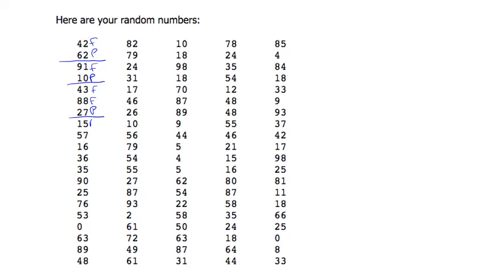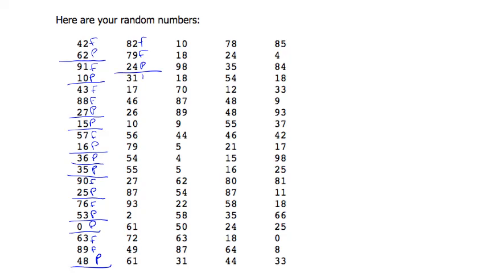The next trial, 15 is a pass. The next one, 57 is a fail, 16 is a pass. The next one, 36 is a pass. The next one, 35 is a pass. The next run, 90 is a fail, 25 is a pass. The next run, 76 is a fail, 53 is a pass. The next one, 0 is a pass. The next one, 63 is a fail, 89 is a fail, 48 is a pass. The next run, 82 is a fail, 79 is a fail, 24 is a pass.